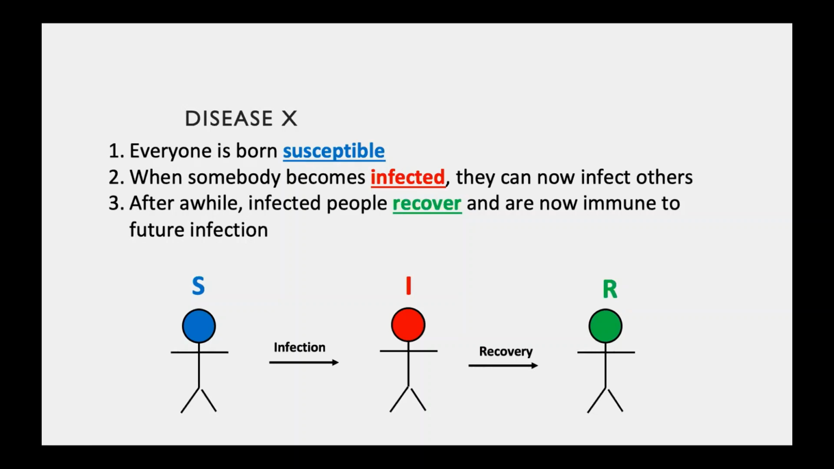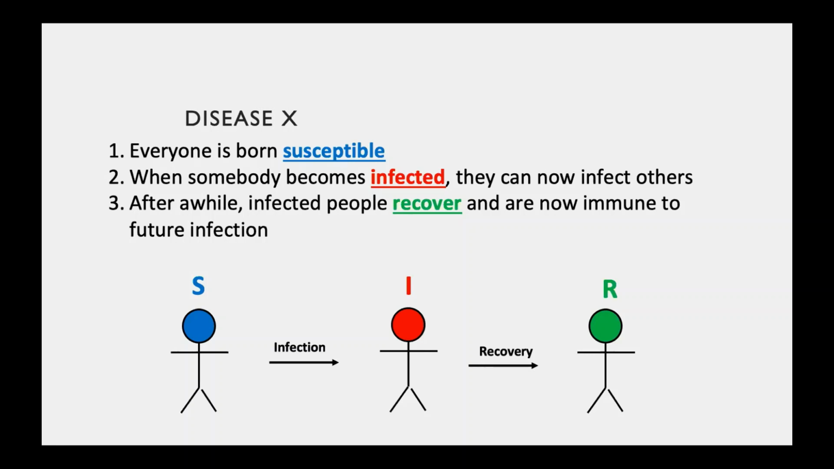As soon as you are infected with the disease, you're already able to start infecting other people. There's no latent period before that. And then after somebody has been infected for a little bit of time, they eventually will recover and are immune to future infection.